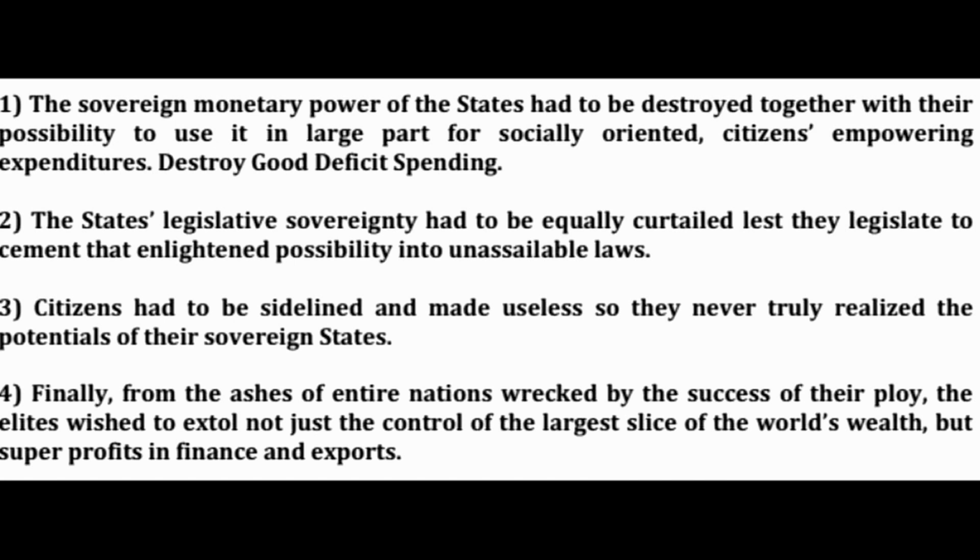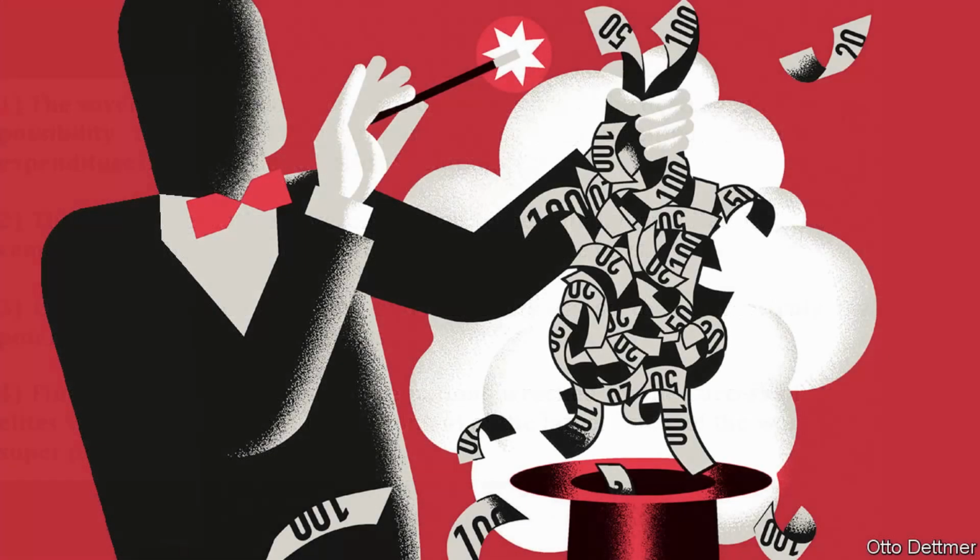Their decision was drastic. Their 4 goals crystal clear. 1. The sovereign monetary power of the states had to be destroyed together with their possibility to use it in large part for socially oriented, citizens empowering expenditures. Destroy good deficit spending. 2. The state's legislative sovereignty had to be equally curtailed lest they legislate to cement that enlightened possibility to unassailable laws. 3. Citizens had to be sidelined and made useless so they never truly realized the potentials of their sovereign states. And 4. Finally, from the ashes of entire nations wrecked by the success of their ploy, the elites wish to extol not just the control of the largest slice of the world's wealth, but super profit in finance and exports. In other words, our goose that laid the golden eggs had to be all but destroyed.